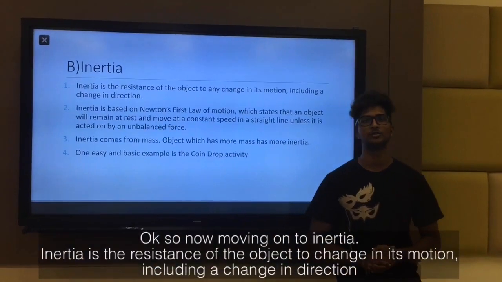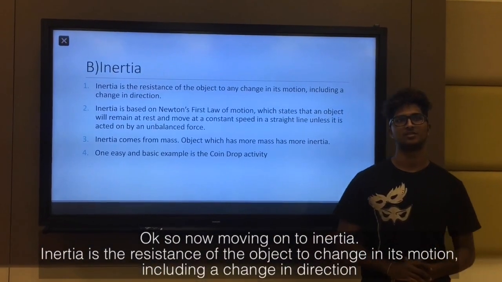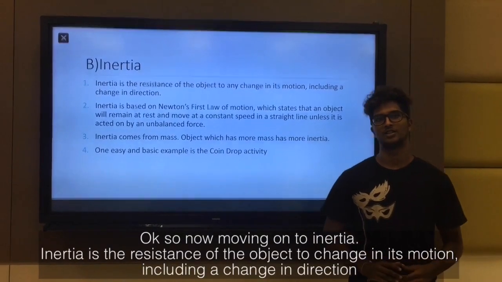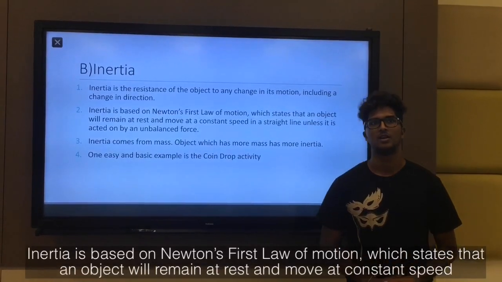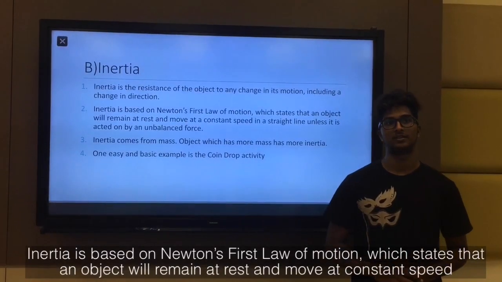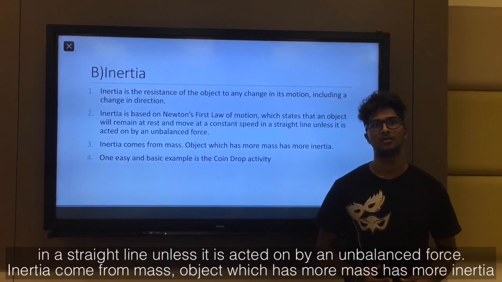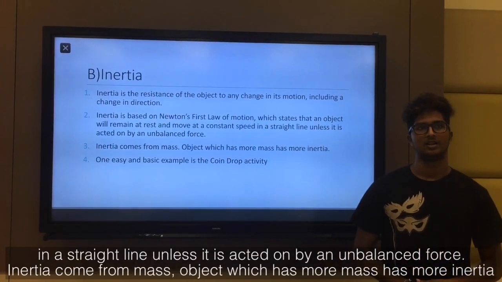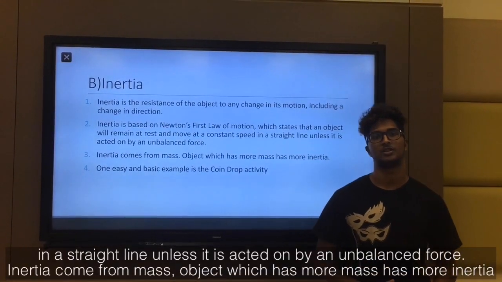Okay, so now moving on to inertia. Inertia is the resistance of the object to any change in its motion, including a change in direction. Inertia is based on Newton's first law of motion, which states that an object will remain at rest or move at a constant speed in a straight line unless it is acted on by an unbalanced force. Inertia comes from mass. An object which has more mass has more inertia.